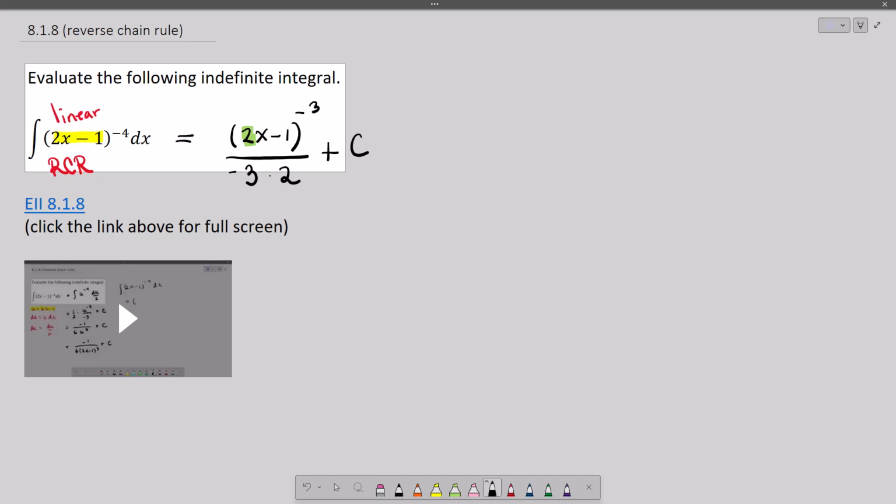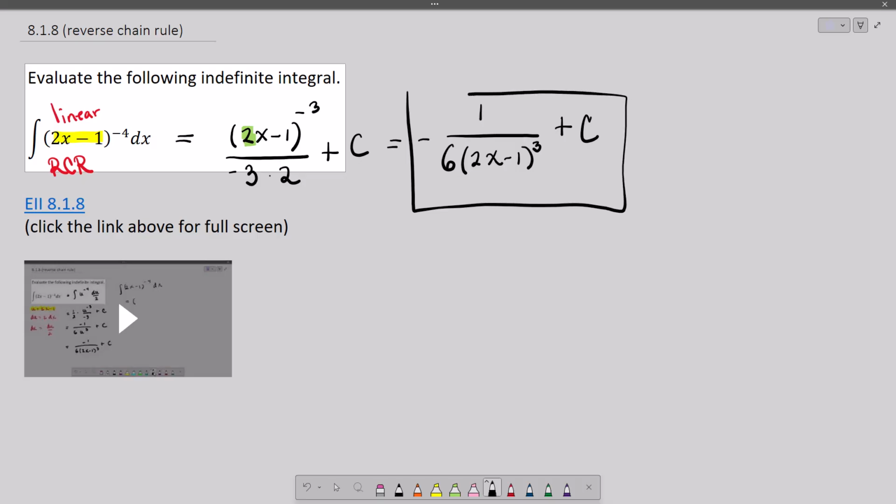And if we wanted to simplify this, we'd probably put the negative out in front. And you could do this in a number of ways. Usually, we like to write it without negative exponents. So that would be our simplified answer. So reverse chain rule.